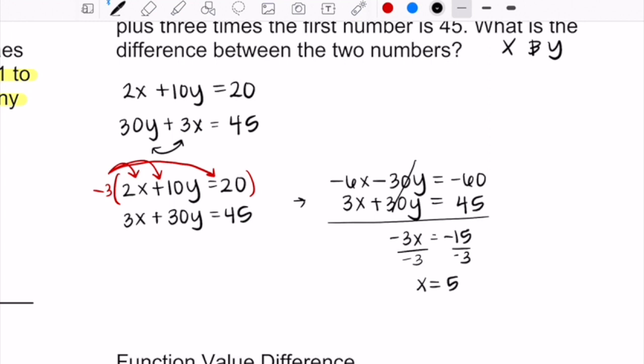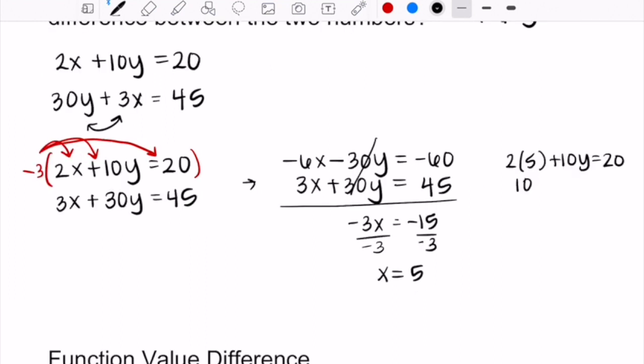The next thing I need to do is figure out what the second number is. Remember, to figure out the second number, you can plug x equals 5 into either of the two original equations. I'll plug it into the first equation. So 10 plus 10y is equal to 20, and then I'll minus the 10 from both sides, and I'll divide both sides by 10, and so I'll get y equals 1. So the two numbers are the number 5 and the number 1.